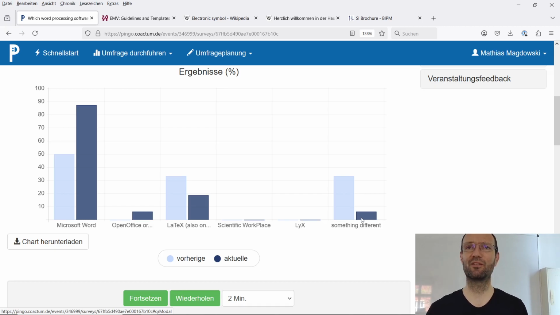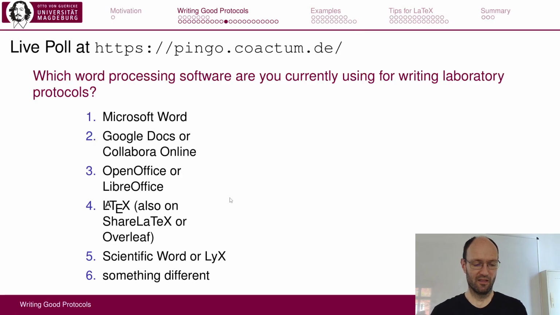Who has selected something different? What would be something different? I could imagine something like Google Docs, for example. Okay. Yeah, so I think here I've also written down Google Docs or Collabora Online.